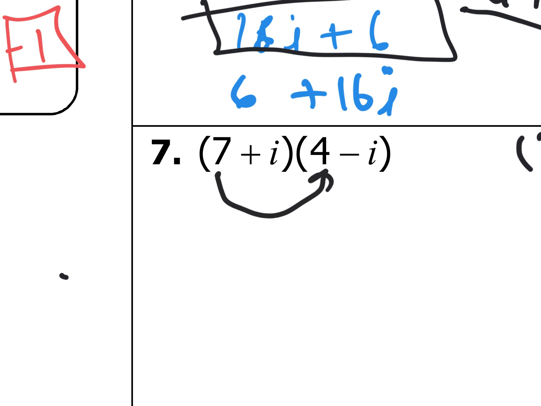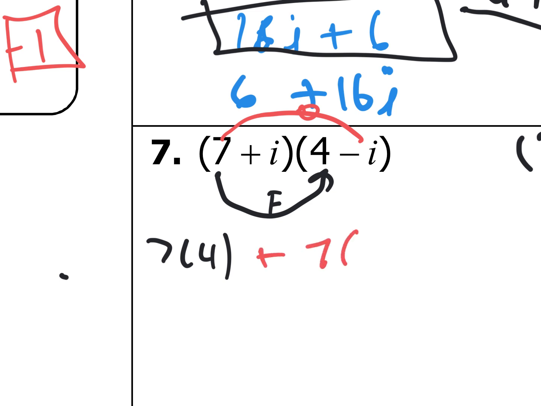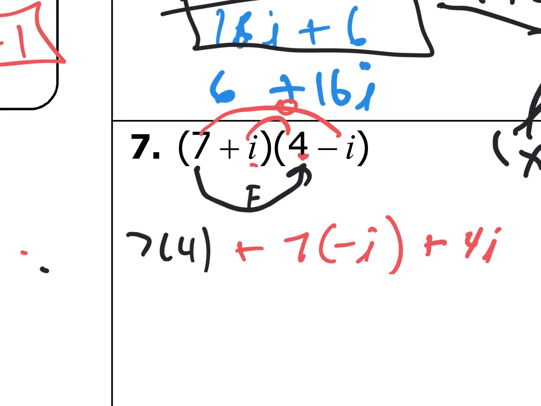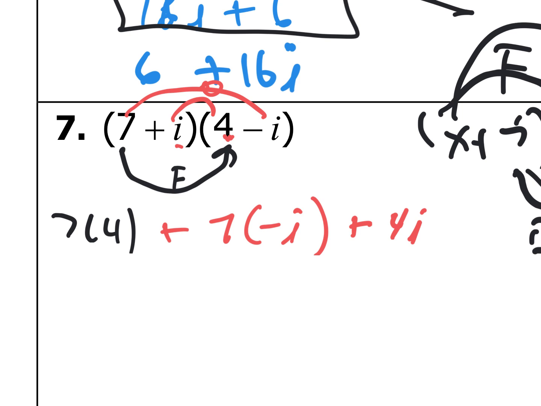7 times 4. You want me to write them all out, or can we do it? Who needs it written out? Every little number first. Don't be afraid. If one person says yes, write everything down first. All right. 7 times 4. That's the first. Then I do the outer. That would be plus a 7 times a negative i. Then it's the inner, which is plus a, when I say i times 4, please allow me to put 4 times i. Plus last times last. i times i.